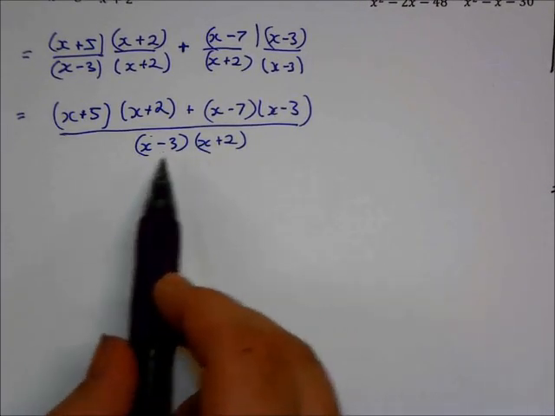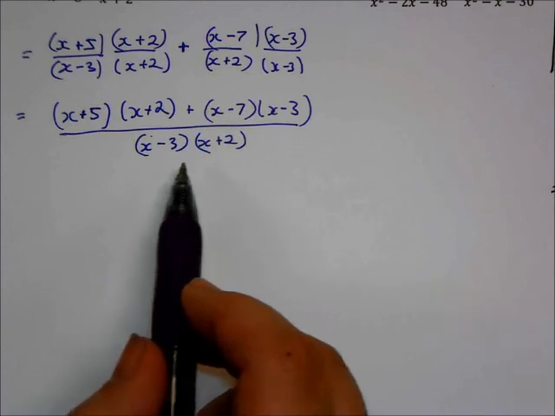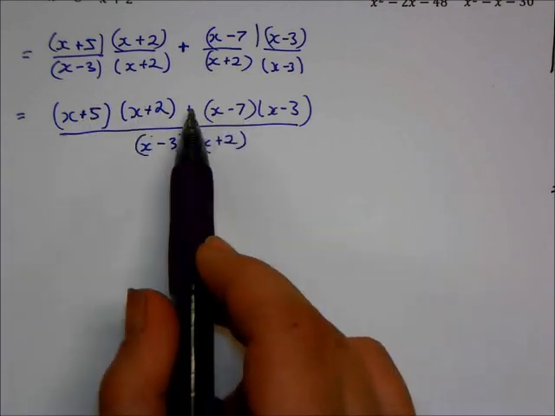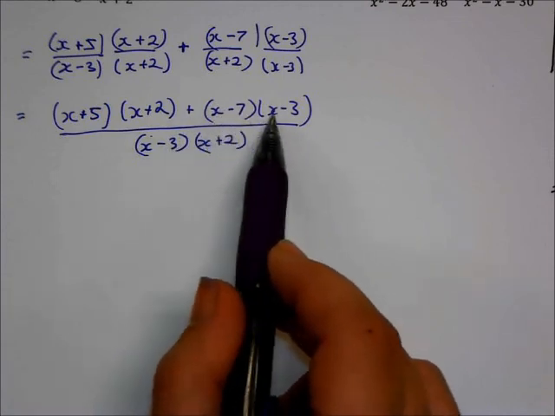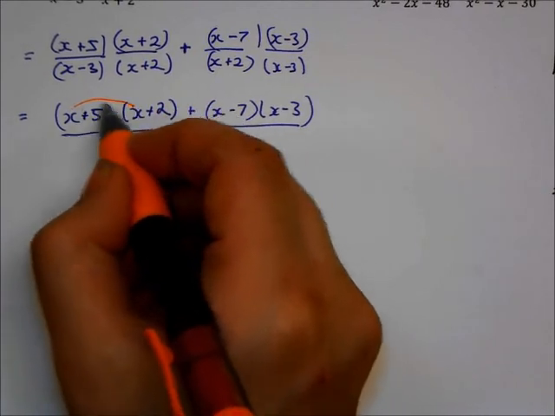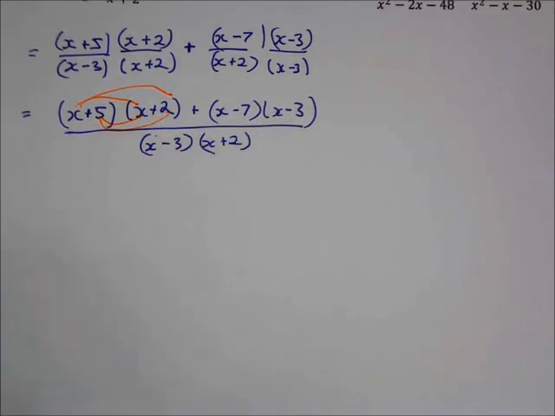I am not going to expand my denominator. I'm going to leave that as factored. I will have to expand the numerator. We've got 2 terms here, plus another 2 terms being multiplied by each other. So let's do FOIL and expand this first pair of brackets.